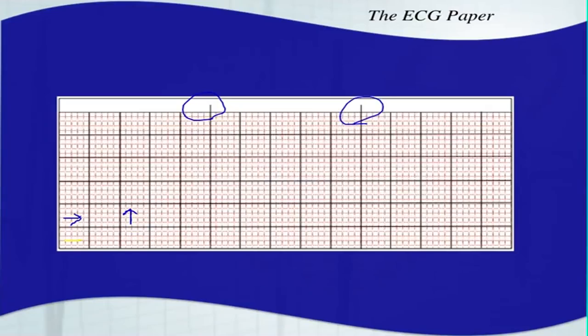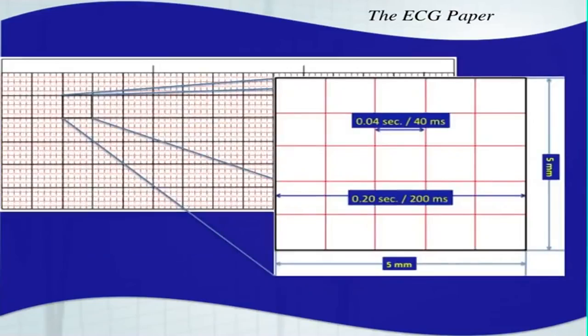So breaking this down, I'm going to maximize or enlarge one of those bold line boxes, one of the larger boxes. Again, you see that you have the smaller boxes. You have 5 going across, and you have 5 going up. It's important to understand that each box is 1 millimeter by 1 millimeter. Each of these small boxes here is 1 millimeter by 1 millimeter.